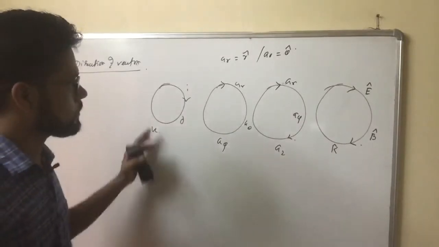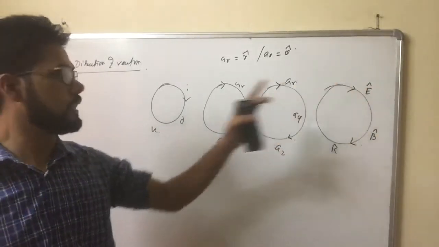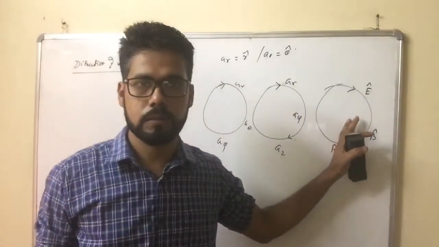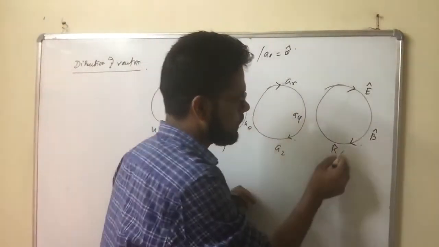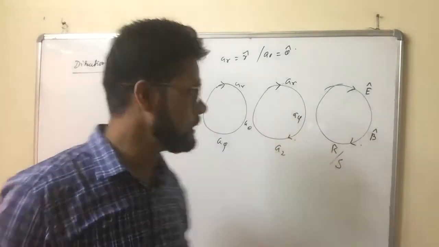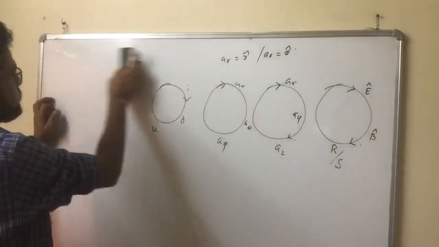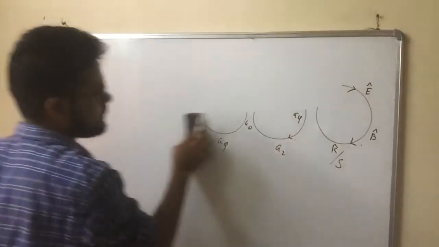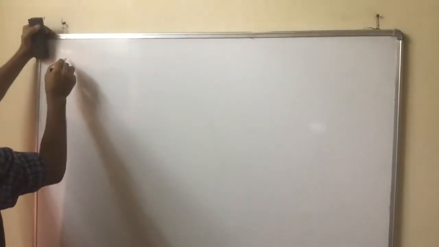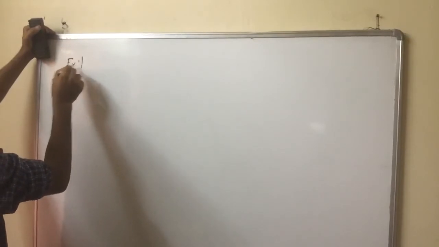It is like x, y, z, all mutually perpendicular: the rectangular system, spherical system, cylindrical system, and the electromagnetic wave, with k as well as the Poynting vector. I will tell you what the Poynting vector means. Now we come to the question.